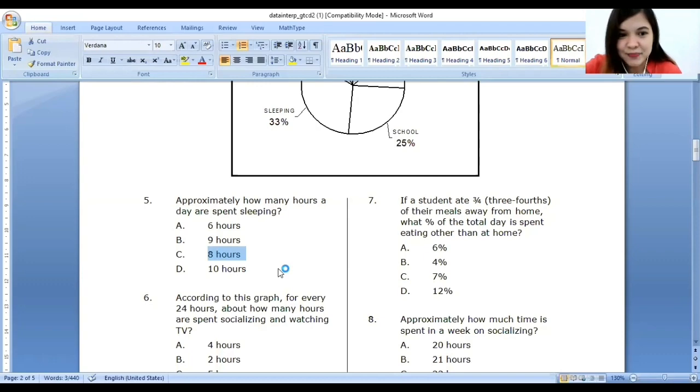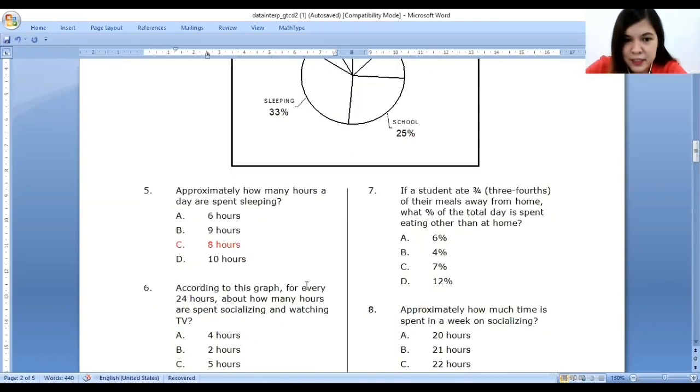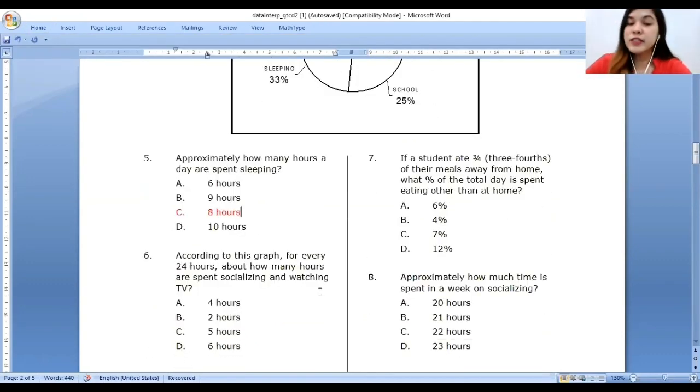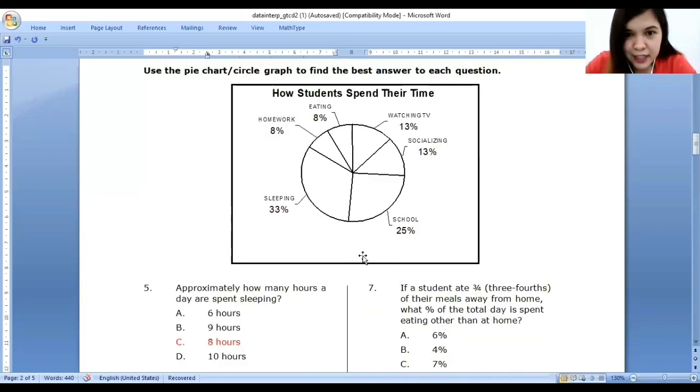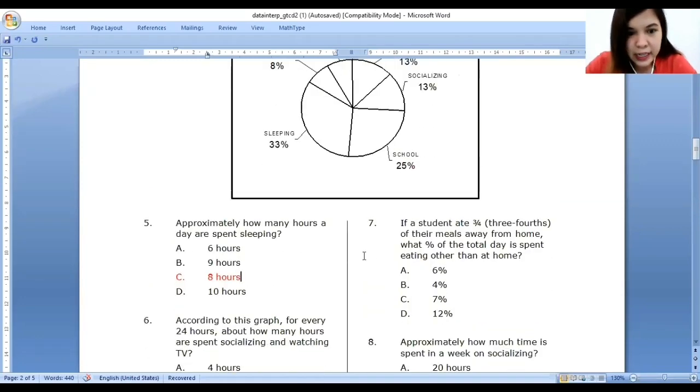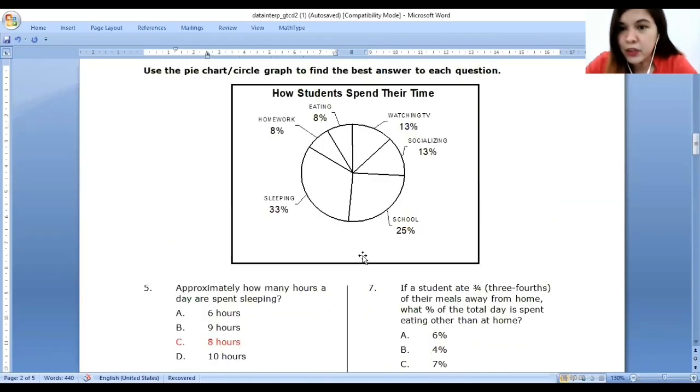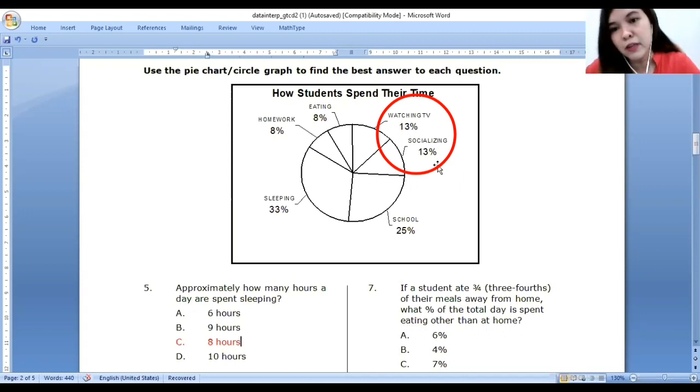Final answer. Okay? Number 6, question. According to this graph, for every 24 hours, about how many hours are spent socializing and watching TV? So, we will just combine the rates. Socializing is 13%. Watching TV, 13%. So, 13 plus 13, when we add, is 26%.